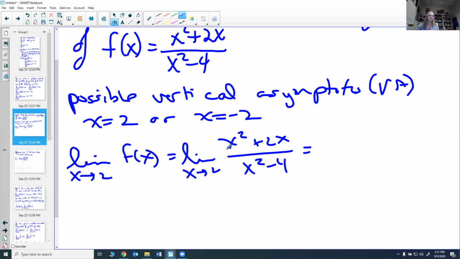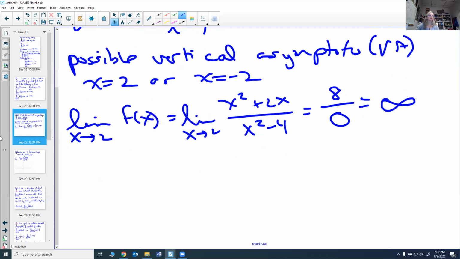So using direct substitution, if I plug 2 into the top, I get 2 squared, which is 4, plus 2 times 2, which is 4, so I get 8 in the top. In the bottom, I get 2 squared, which is 4, minus 4, which is 0, so I get 8 over 0, which is, in fact, infinity. So everything's good. That means that x equals 2 is a vertical asymptote.